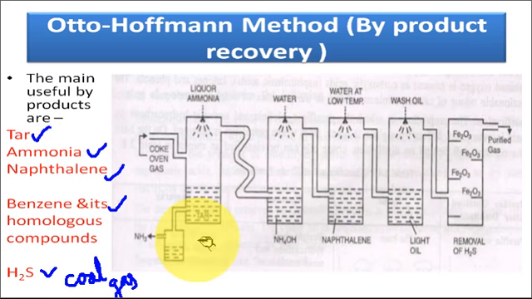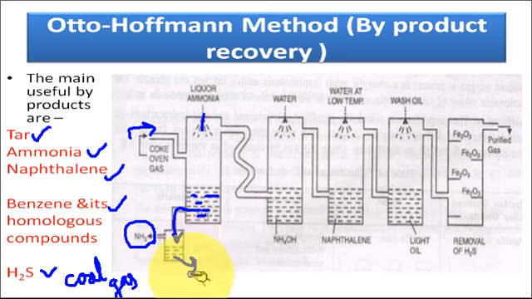First is the recovery of the tar. This coke oven gas is passed through a tank in which liquid ammonia is sprayed. Tar and dust are collected in the tank. Through the liquid ammonia, all the tar gets collected at the bottom of this tank and is then separated out in a separate tank, where due to the lighter weight, ammonia gets evaporated and tar gets collected at the bottom.